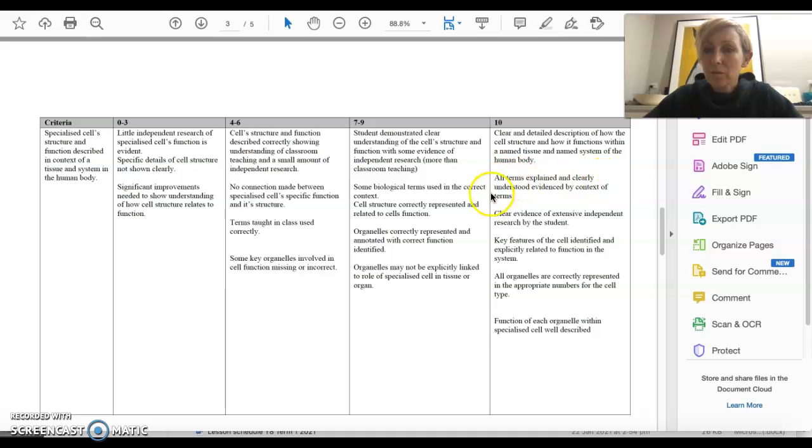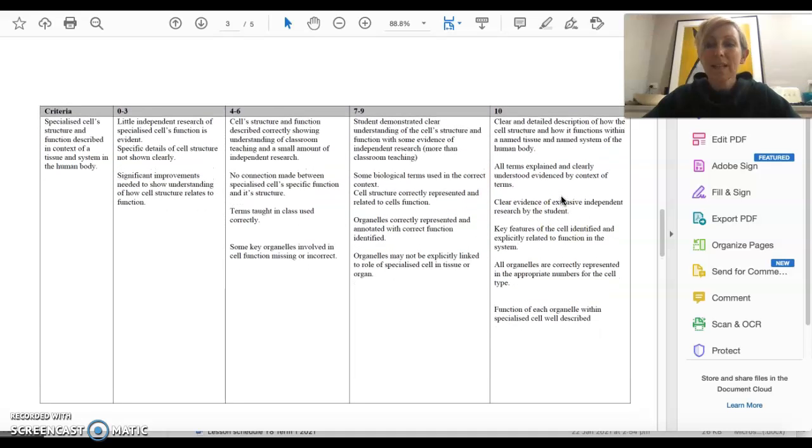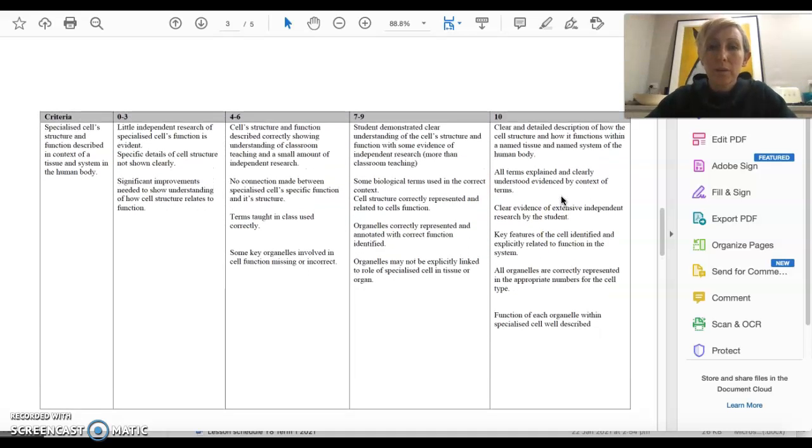Clear, detailed description. Every term you use, I need to know that you're not just Googling terms and putting them into your report without showing me that you understand them. So you need to show me your understanding clearly. I need to see for 10 out of 10 on this criteria that you have done extensive research. So it's not a single Google search. You haven't just opened the cells booklet and used that. You've gone much further. That warrants the 4.5 hours that are allocated to this project.